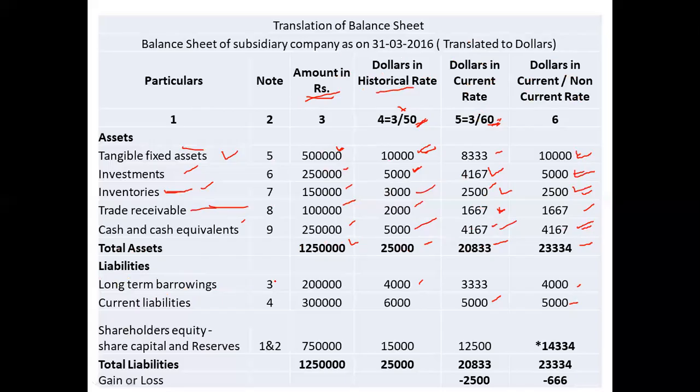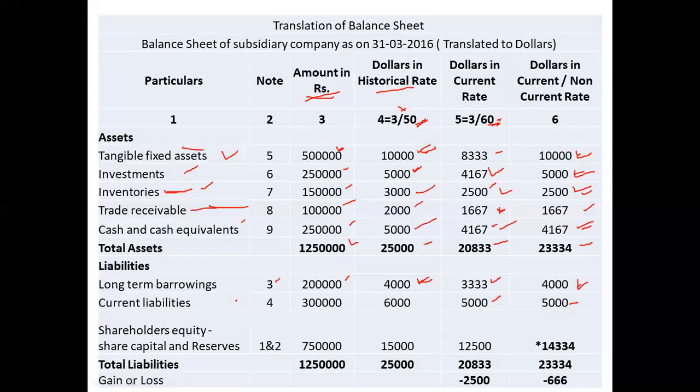Now we look at the liabilities. Long-term borrowings is the third item. The total value of the long-term borrowings is 2 lakh. Converting at the historical rate, divided by 50, it becomes 4,000. At the current rate, $1 equals 60 rupees, so 2 lakh divided by 60 is 3,333. The long-term borrowings is a long-term item, not a current item, so it should be taken at the historical rate in the current and non-current column.